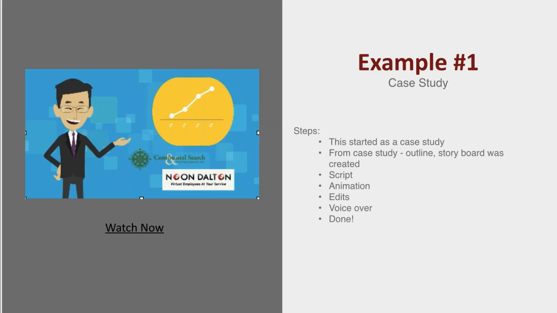Now, we actually did this case study for the customer where we called the client, we did an interview with the client over the phone, and then from that interview, we created a written case study that was then used as a download. Once we had that, it was very simple for us to then create an outline and a storyboard, which had some notes on what the visual cues were for each area. And then from that, the more detailed script was created. It goes into animation, edits, a voiceover, and it's done.